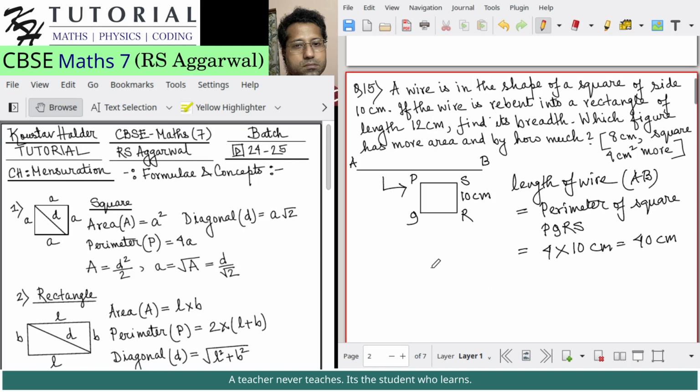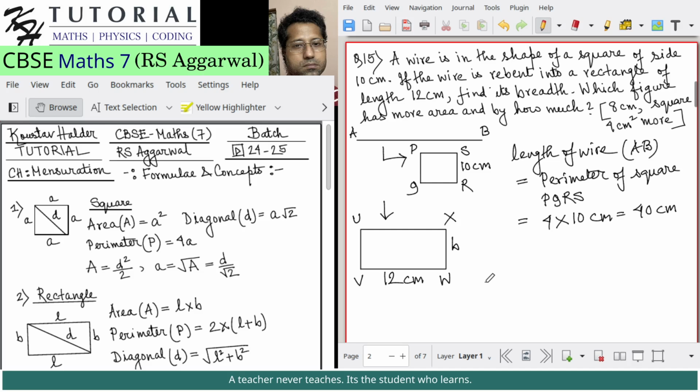Okay. Now this wire was again rebent into a rectangle. So let's say this is the rectangle UVWX, whose length is given to be 12 centimeter. We are asked to find the breadth. Let's say we are assuming the breadth of the rectangle to be B centimeter.